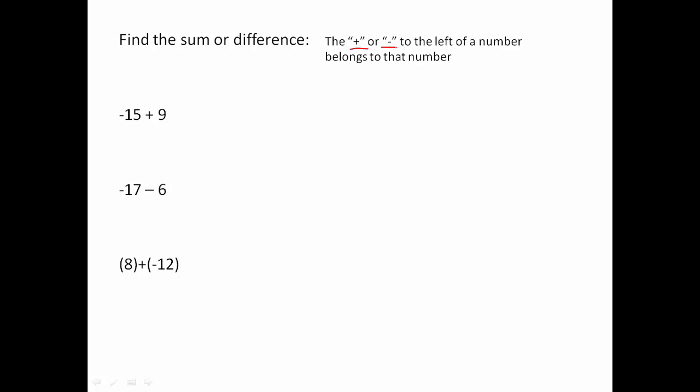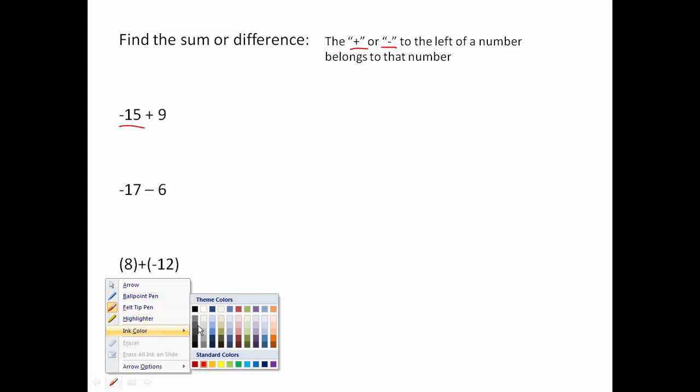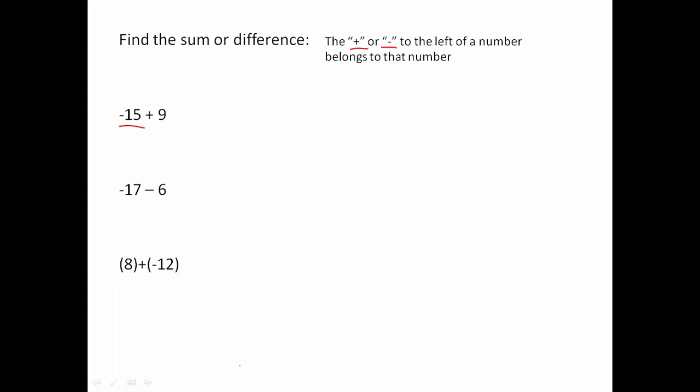I see 15 that's negative plus 9. To the left of that 15 is a minus sign, so it's debt, it's money that I owe. I owe you $15. And then when I look at the 9, it has a plus sign to the left of it. That makes it positive. Even though you might think of it as an addition, that plus sign belongs to the 9. That means that's 9 that I have.